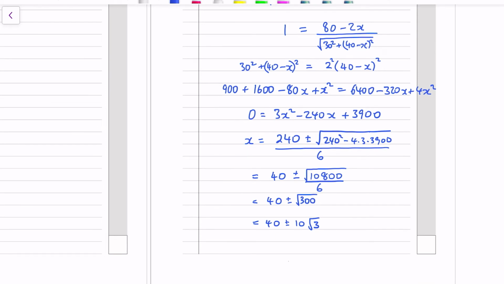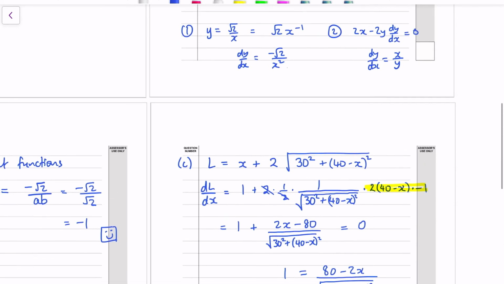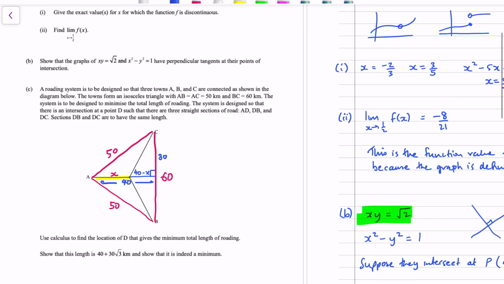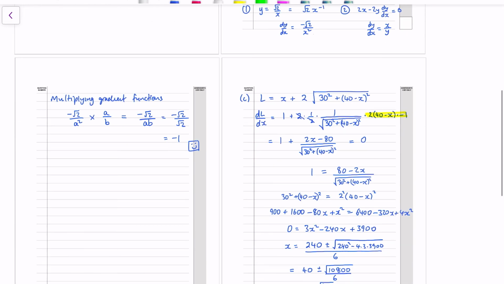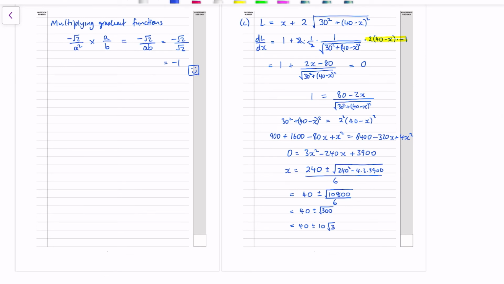The NZQA answer has 10 root 3 as the answer, but they have their x in the diagram. They put their x on the other side, which kind of makes the problem a little bit easier because the right angle triangle stuff is easier. We're just going x squared plus 30 squared rather than 40 minus x all squared. Now the length of road for this, it has to be a positive root. No, it has to be the negative root because we said that x had to be between 0 and 40, so it's a negative root to make sure that it doesn't go up beyond 40.